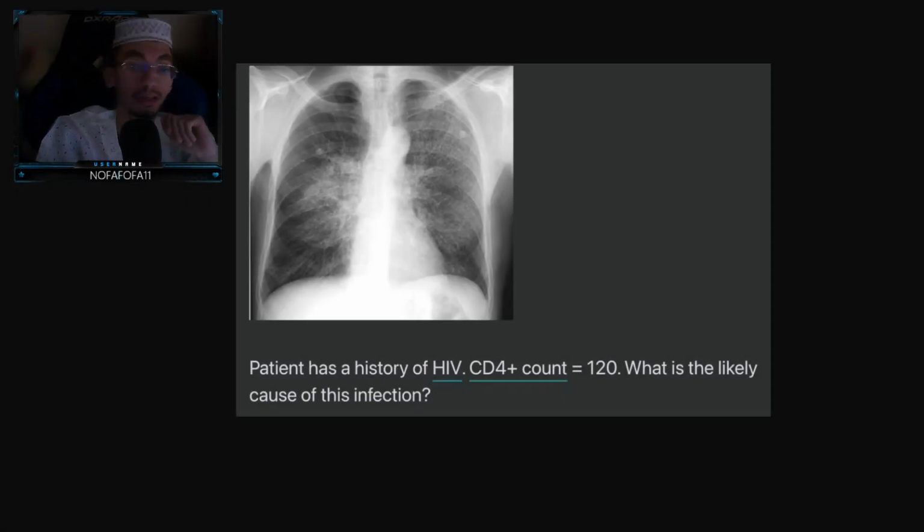Alright people, so let's look at another case of radiology. You have a case right in front of you, and this case presents a patient with a history of HIV with a CD4 count of less than 200, specifically 120. Here is the question: what is likely the cause of this person's infection? And here he is presenting with this chest imaging. Pause the video and let me know what you find.